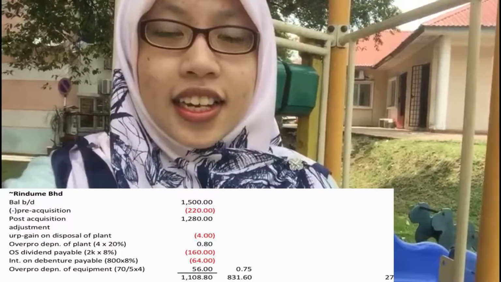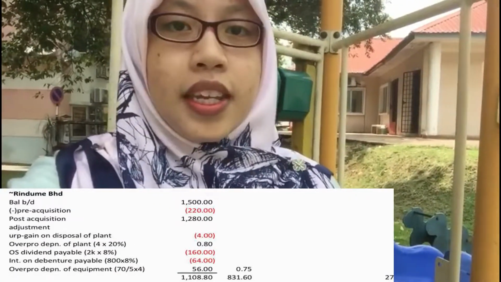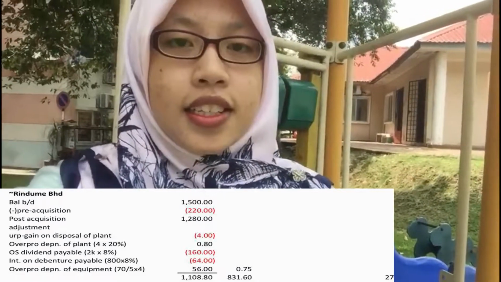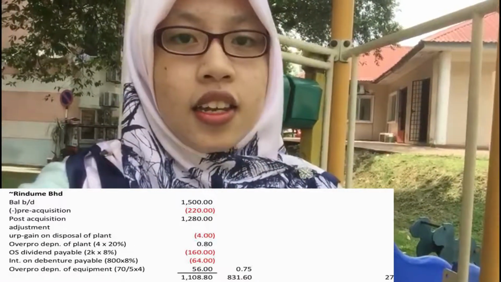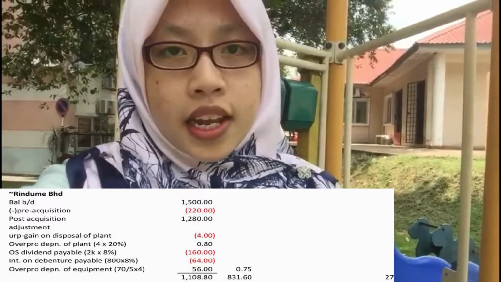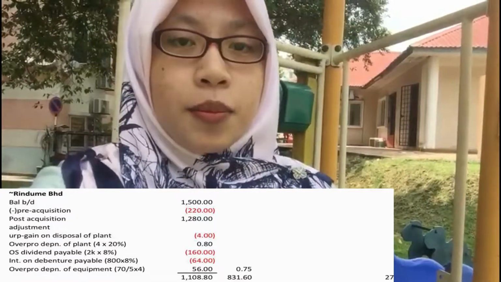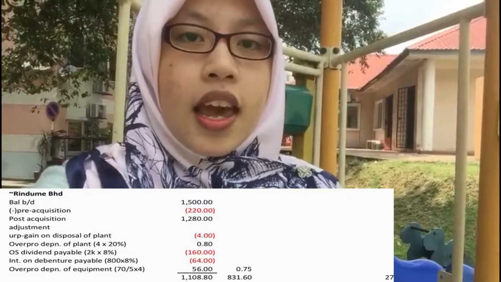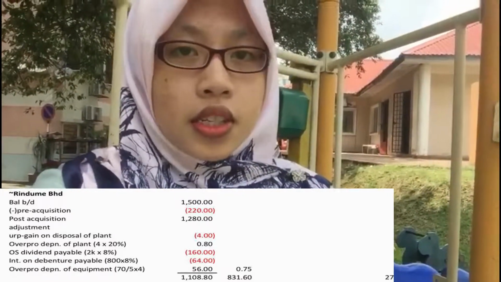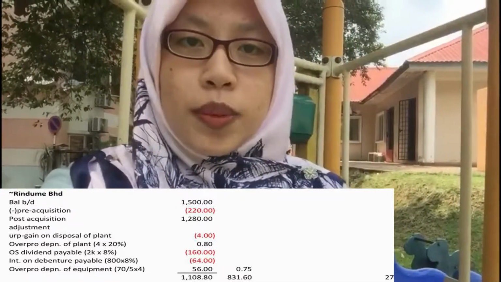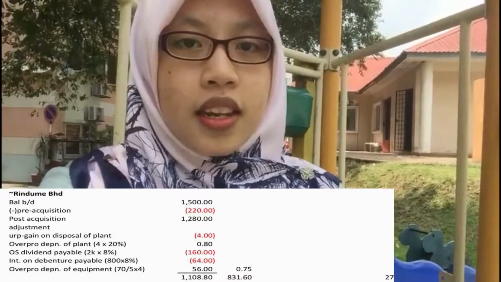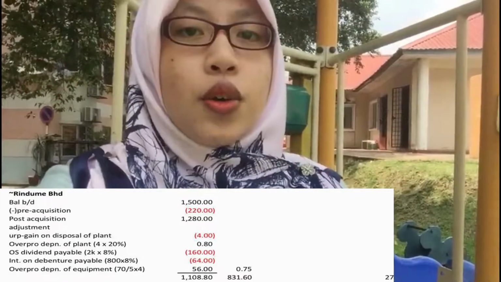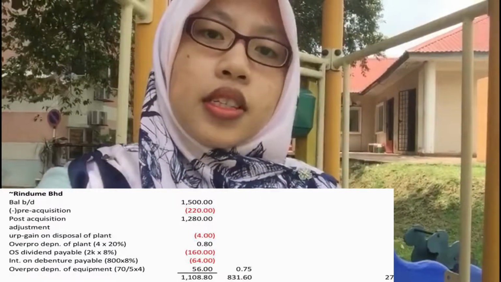Next is the retained profit of Rindumi. The first item is the balance CD 1500 million minus the pre-acquisition profit 220 million, and we get the post-acquisition profit 1280 million. For the adjustment, the first adjustment is URP gain on disposal.